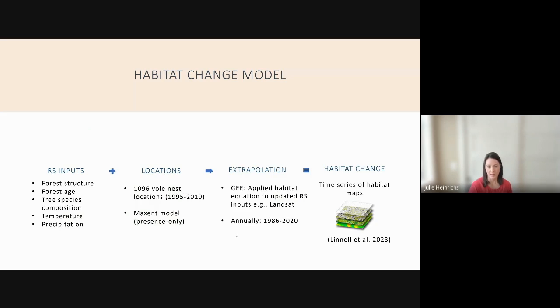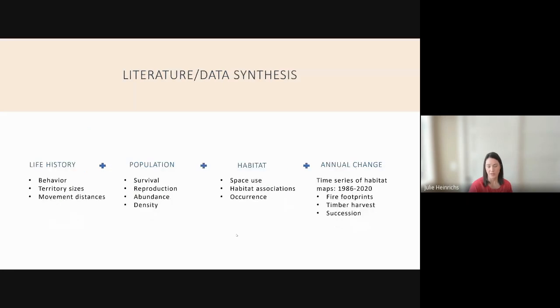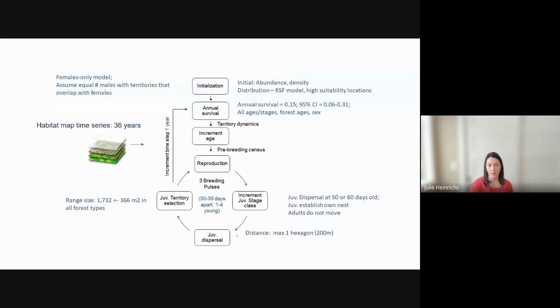So this is kind of a data-light extrapolation to get a pretty rich time series of maps that we could investigate forest change. We paired that information with life history, population, and some ways in which we know the animal uses habitat and space, and put that in our individual-based model. So we essentially populated the model with tree voles at an abundance and density, putting them in locations that we thought were higher suitability locations from our habitat map.